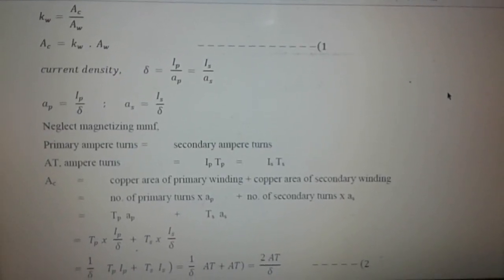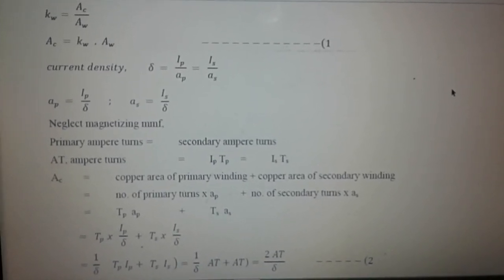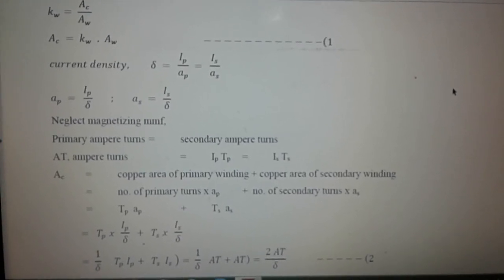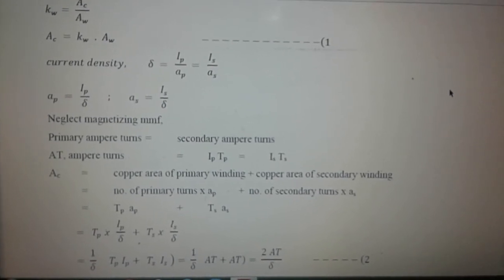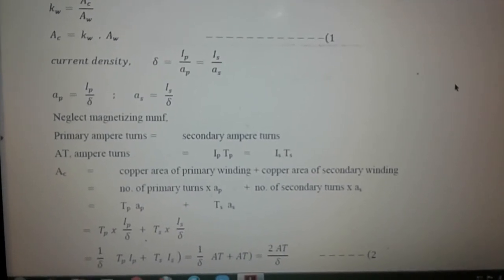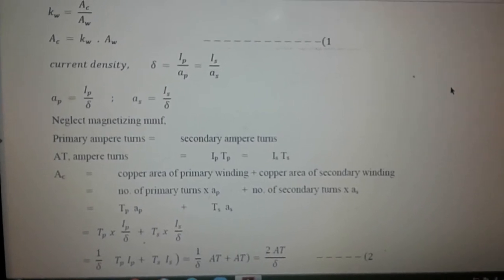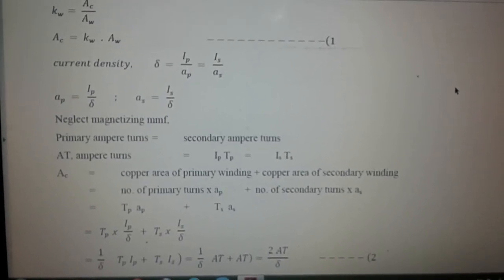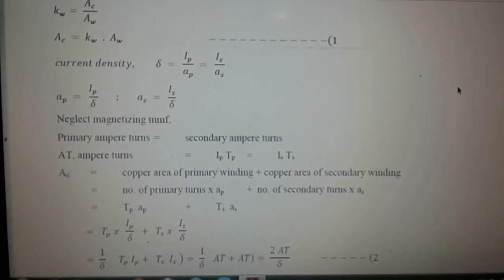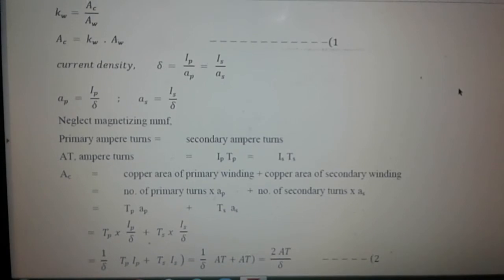Kw is equal to Ac divided by Aw. Area of copper is denoted as Ac, and area of window is denoted as Aw. Current density is always calculated as current divided by operating area. Ip represents the primary winding current and Ap is the area of the primary winding. For the secondary side, the current is Is, the secondary winding current, and the secondary winding area is As. From this we can calculate the area of the primary winding and the area of the secondary winding by dividing by the current density.